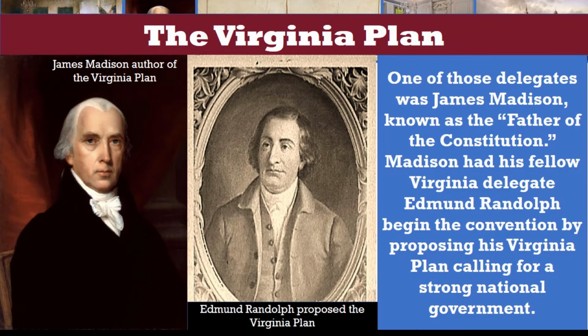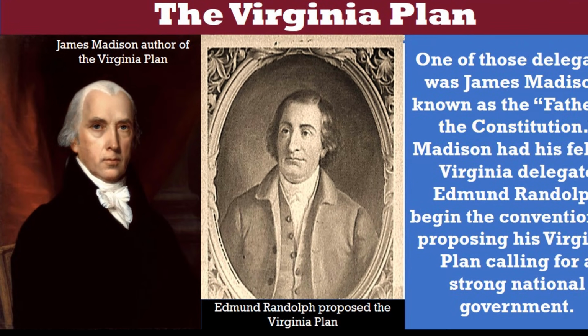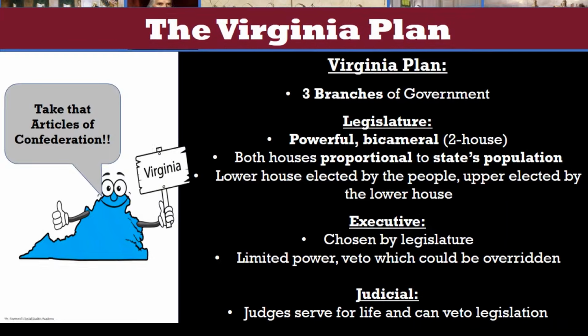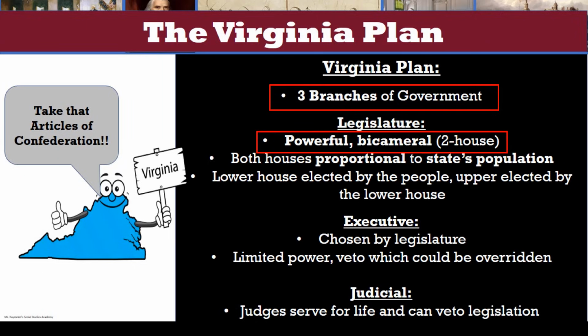One of those delegates was James Madison, known as the "father of the Constitution." Madison had his fellow Virginian delegate, Edmund Randolph, begin the convention by proposing his Virginia Plan, calling for a strong national government. The Virginia Plan called for 3 branches of government with a powerful bicameral, or 2-house, legislature.